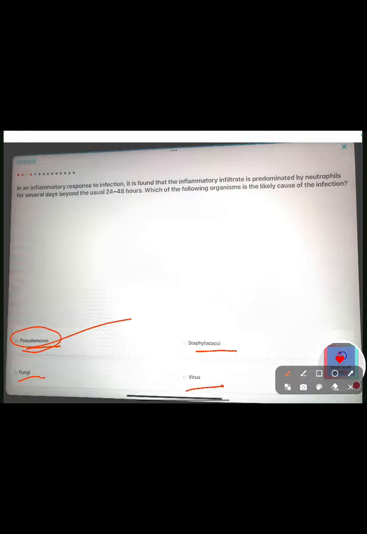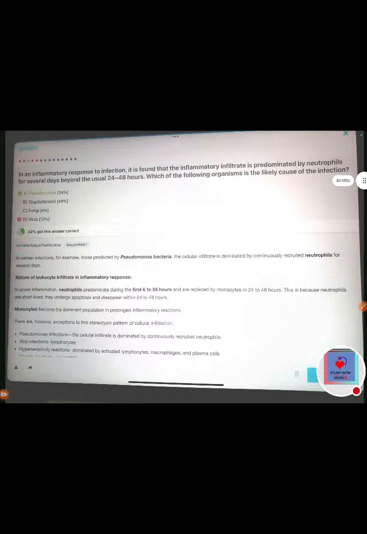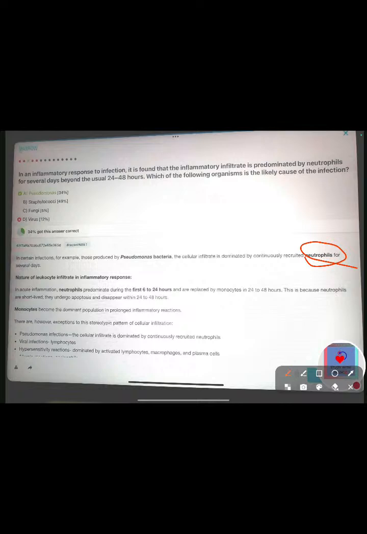If an inflammatory response to infection is found and the inflammatory infiltrate is predominated by neutrophils for several days beyond the usual 24 to 48 hours, which of the following is most likely? It is directly asking for the exception. It might be Pseudomonas, because Pseudomonas is a bacteria. For acute infection, neutrophils are there, but here it is a chronic infection, yet neutrophils are still present. So it's an exception. Certain infections, for example those produced by Pseudomonas bacteria, have a cellular infiltrate dominated by neutrophils for several days.